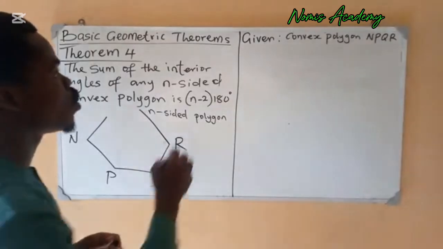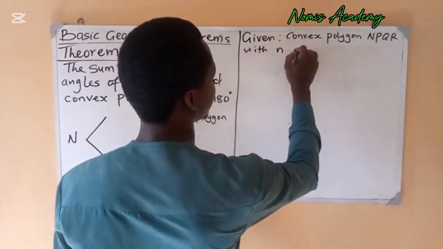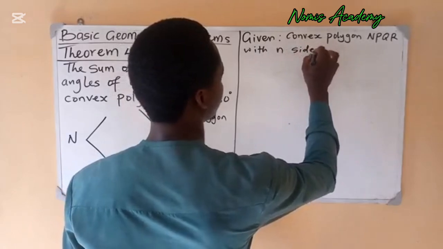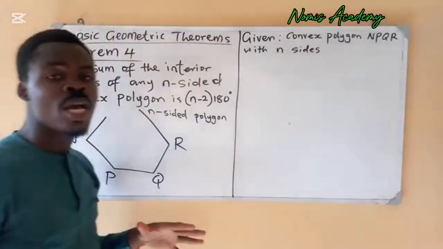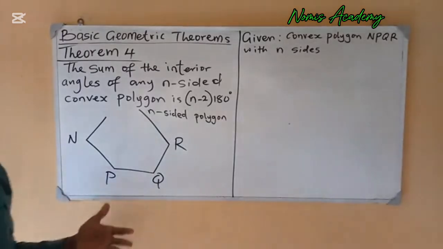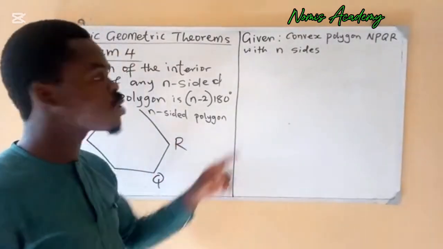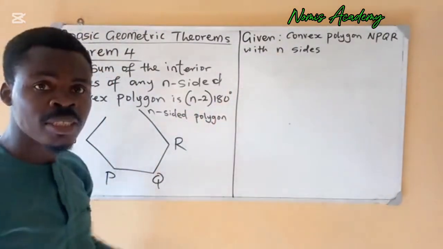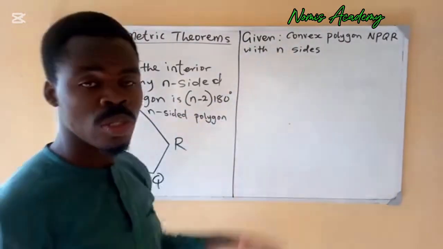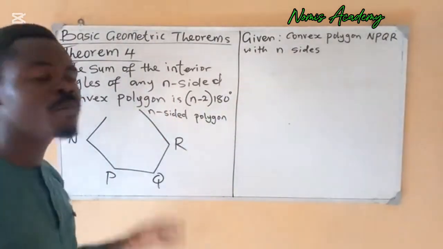with n sides. Now, this n stands for any number of sides. For example, a triangle has 3 sides, so n is equal to 3, and a pentagon has 5 sides, so n is equal to 5. So we are working with an n-sided polygon.